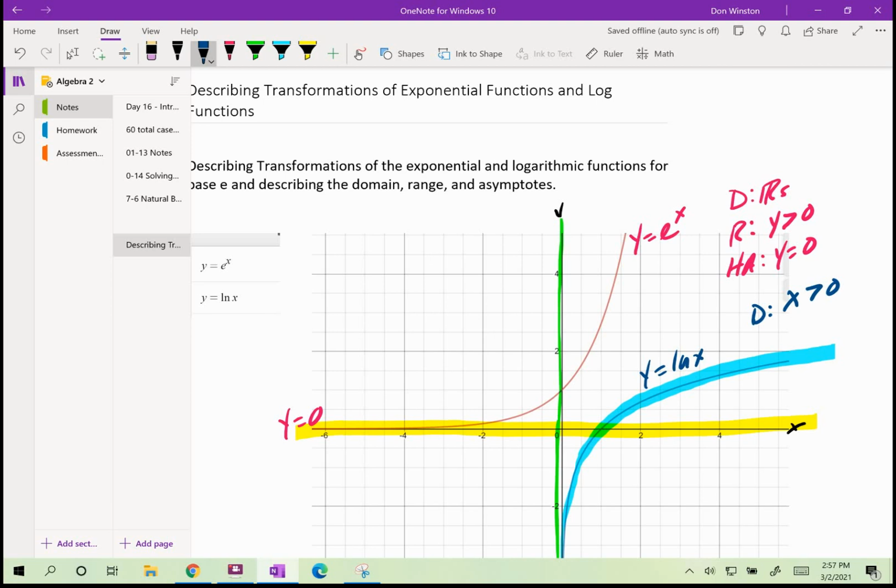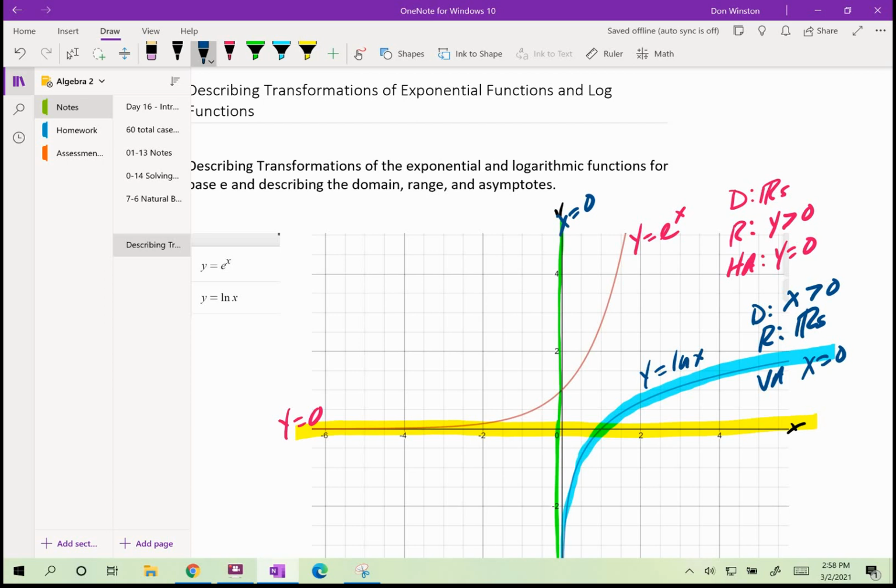Remember the range of y is equal to e raised to the x was y is greater than 0. But then we switch the domain and range, so the domain for the inverse, or y is equal to natural log of x, will be x is greater than 0. And then the range will just be all real numbers, which was the domain of y is equal to e raised to the x. Again, we switch the x's and y's, we switch the domain and range. And then I have a vertical asymptote at x is equal to 0. So that's my vertical asymptote, x is equal to 0.